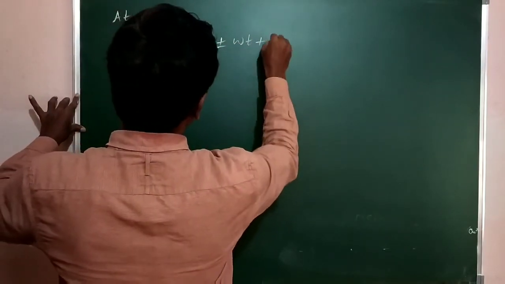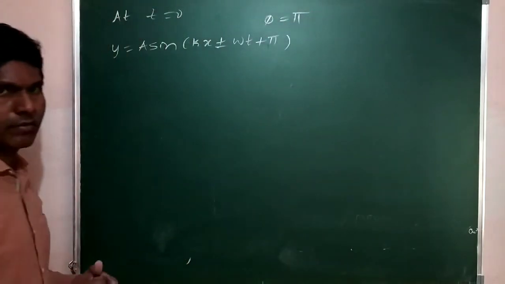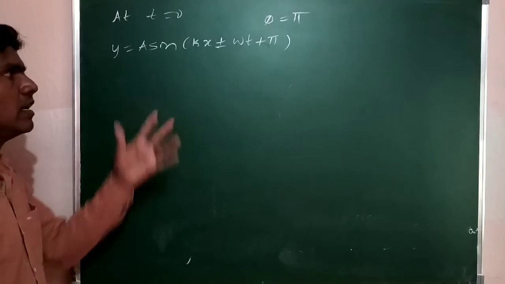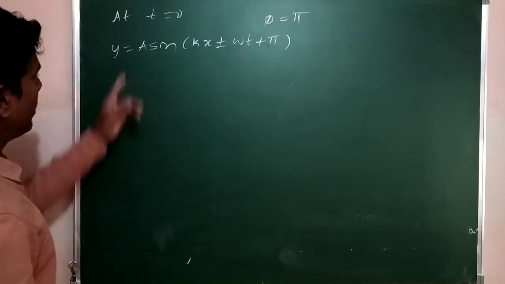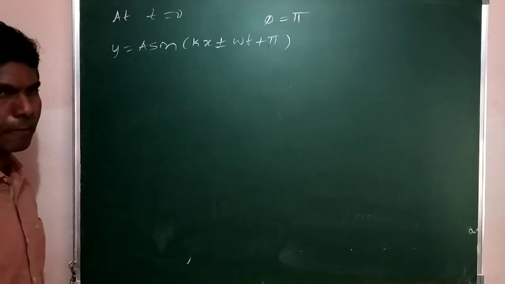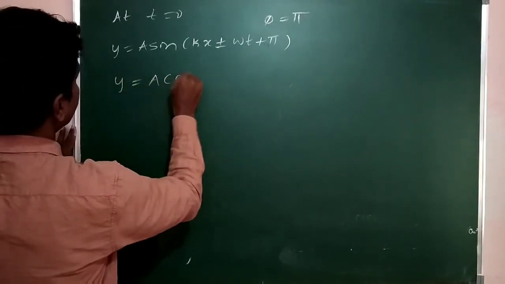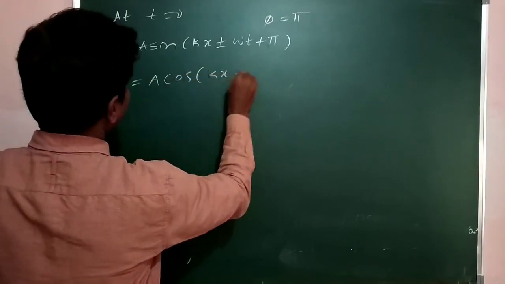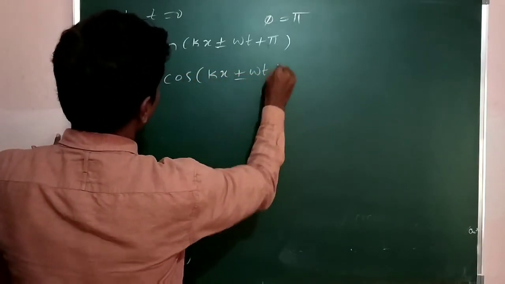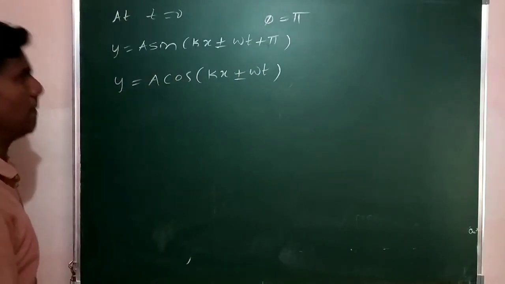Here pi is considered, pi means 180 degrees, in radians it is pi. So a sine of kx plus or minus omega t plus pi. So we can write y equal to a cos of kx plus or minus omega t.